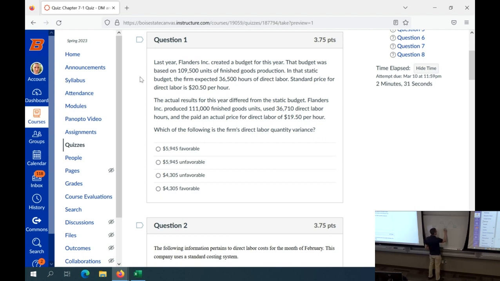What I need are actual quantity, standard quantity, and standard price, which I'll code with underlines. I need three different items of information. So we have actual quantity given to us. The actual quantity is 36,710.